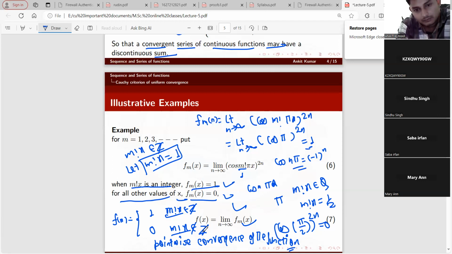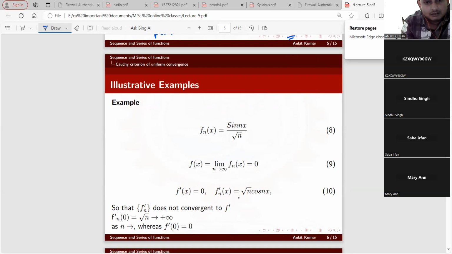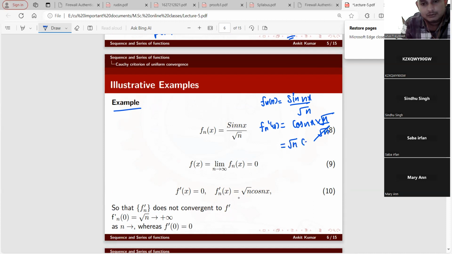Okay. Now we will move to the next part, illustrative example three. This is a very important example: f_n(x) is equal to sin(nx) upon root n. Now, what is f_n dash x? f_n dash x is cos(nx) into n upon root n, so we cancel out, and this is root n cos(nx).